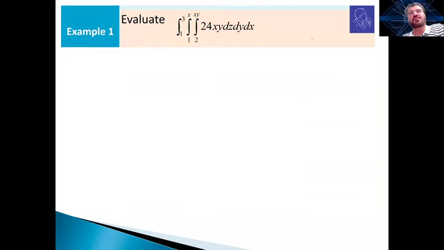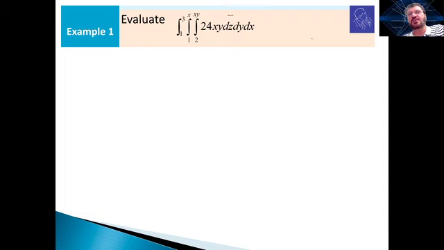Remember, now we have triple integration, not double. This is the first two, and this is the first one, 1 to 3. And it says dz dy dx. So I'm now integrating with respect to three variables. Same thing as two variables, but now we're going to do it with three variables. So how do we start?